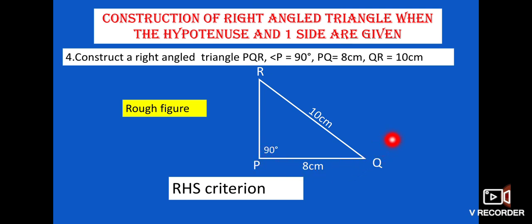Next step, you take your compass and measure 10 centimeter in it, using compass and scale. Then put the sharp end, that is the pointer, at Q. Then draw a small arc on the 90 degree line. Then you will get a point here. Then join this point R and Q. Then we will get a triangle like this.